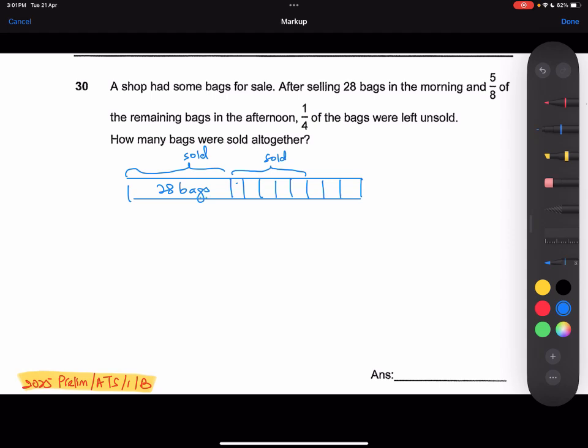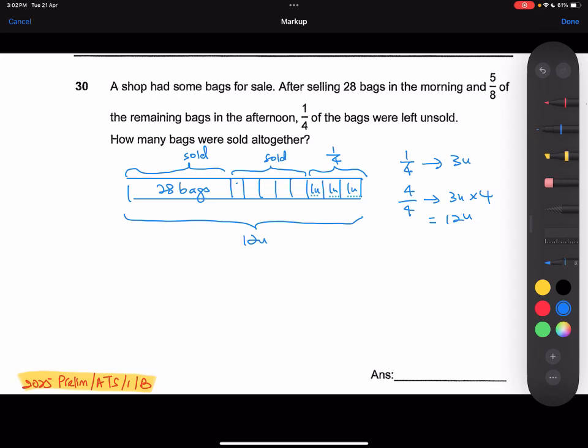1/4 of the bags were left unsold. This is 1/4. Now, if 1/4 gives you 3 units, 1 unit, 2U, 3U, that means the entire bar is 3U times 4, 12 units. Right? So this whole thing is 12 units.